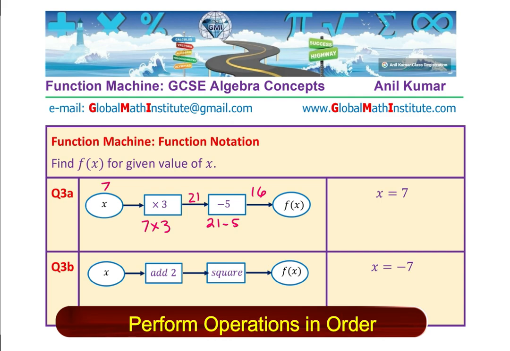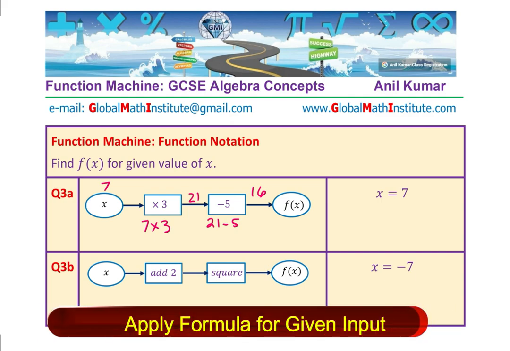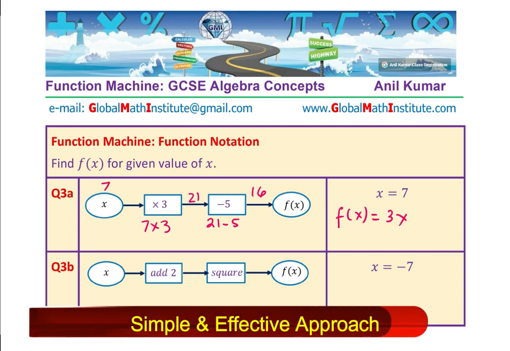The other way, as I said, was to find the formula itself. So if I find the formula, it will be what? Let me write here, f of x will be equal to x times 3, which means 3x, right? Minus 5. And when you substitute f of 7, you get 3 times 7 minus 5, and that is 16, correct?